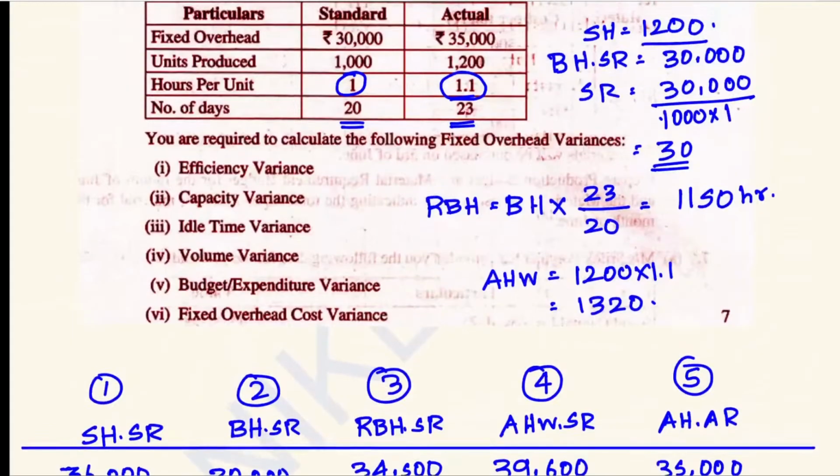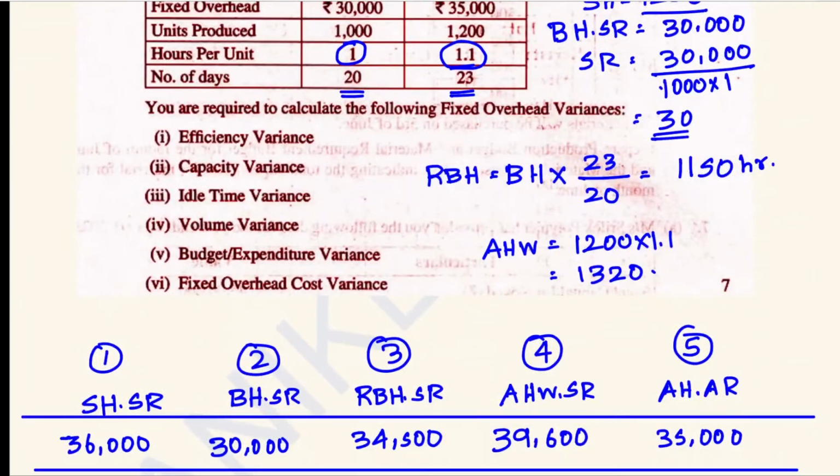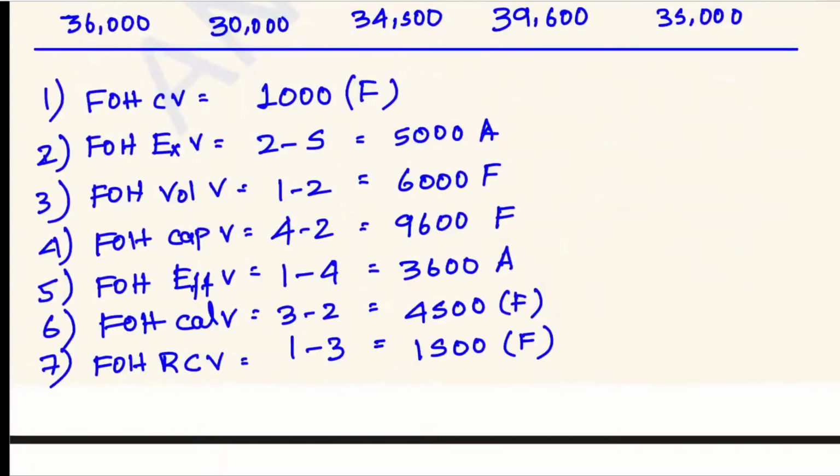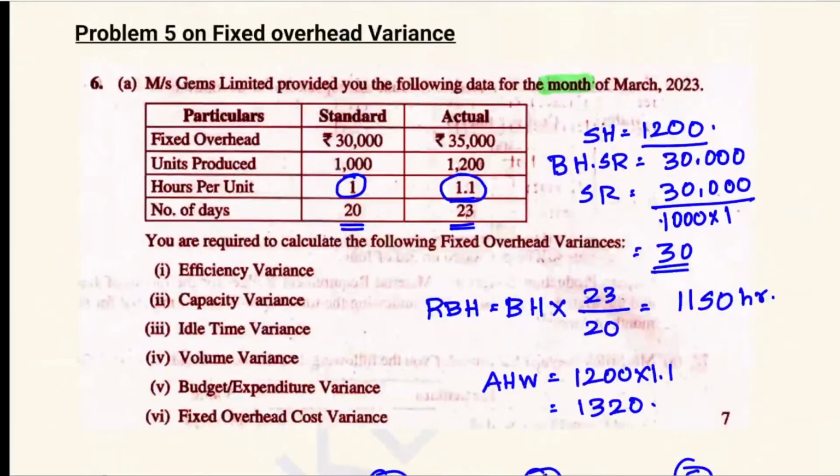What else is asked? So they have asked idle time variance. Now, idle time. What is idle time? Idle time is equal to actual hours minus actual hours worked. So in this question, can I calculate actual hours and actual hours worked? This is what I have to find out. Is there an idle time? If there is no idle time, then idle time variance is 0.